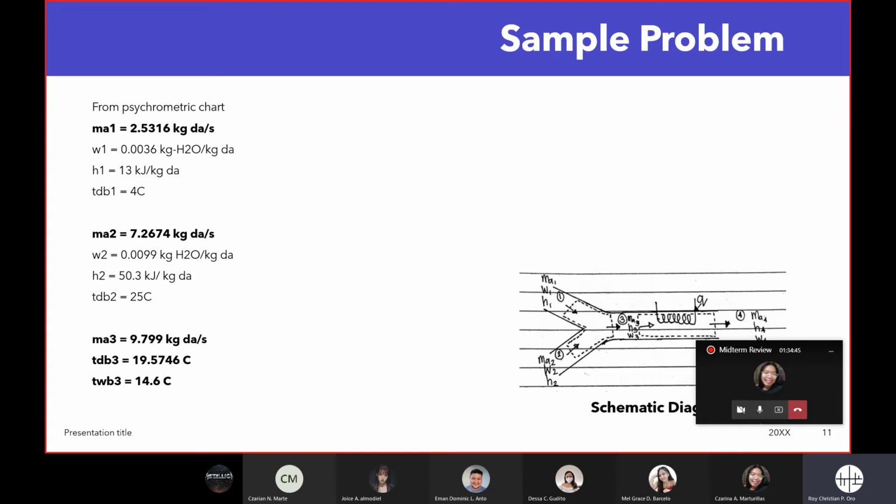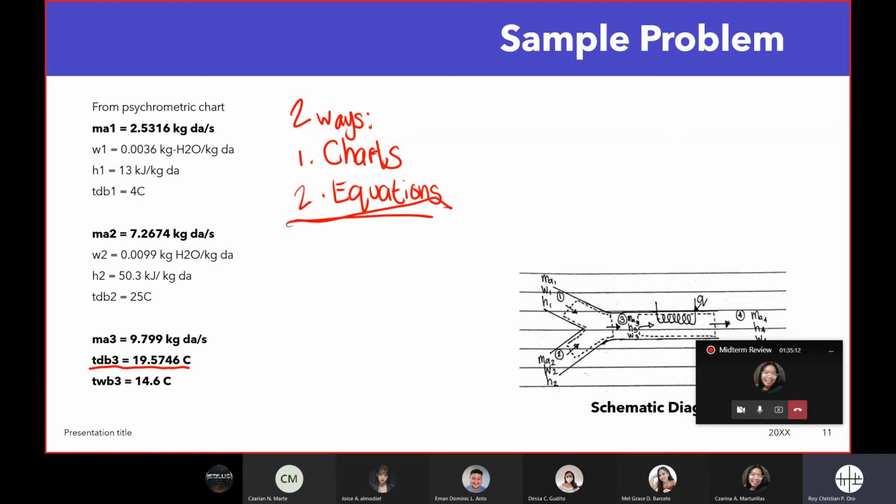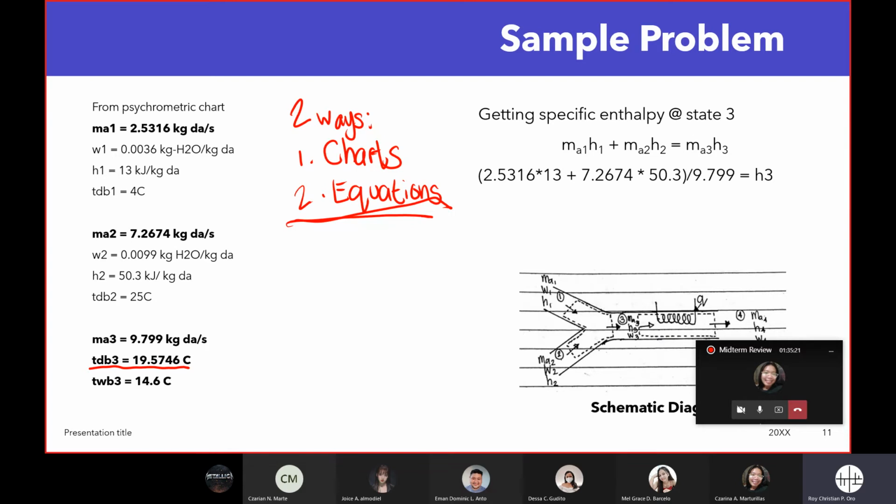Now there are two ways to get the specific enthalpy. Two ways. How? First, via charts. So since we already have one psychrometric property of state 3, the dry bulb temperature, we can get the specific enthalpy at state 3. The other way is via equations. So one of the equations I've shown earlier uses the specific enthalpy. So this is what we will use for this sample problem. So equations ta. And this is the equation as I've shown before. And substituting these values, we get a specific enthalpy of 40.6634 kilojoules per kilogram of dry air.